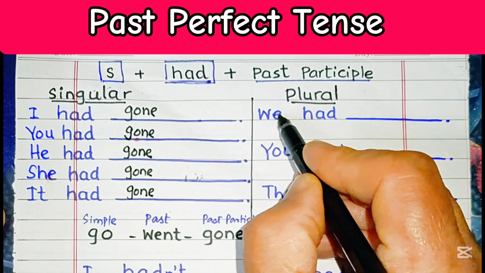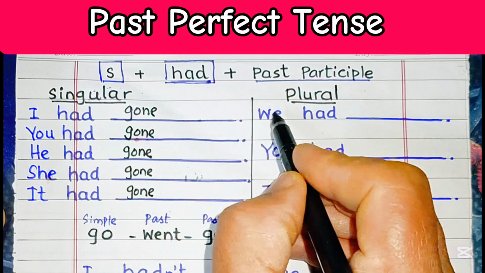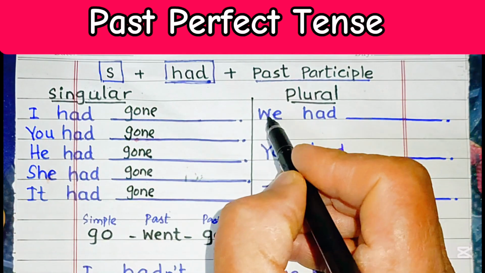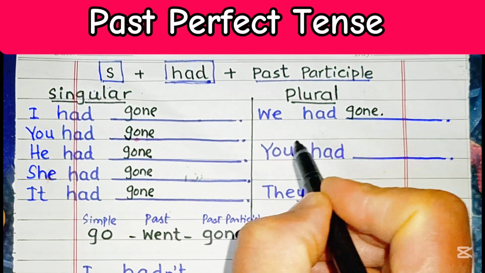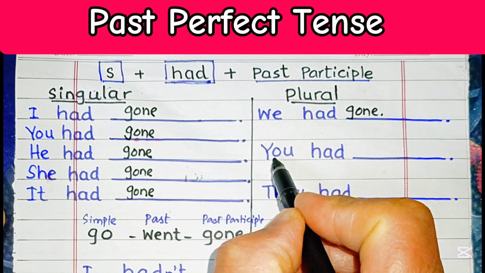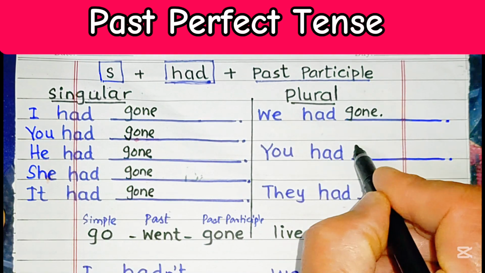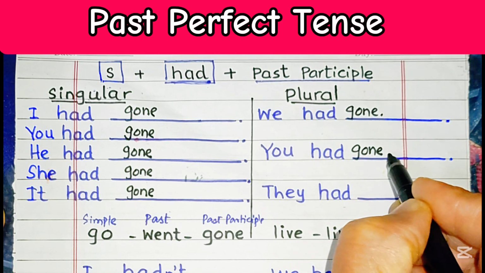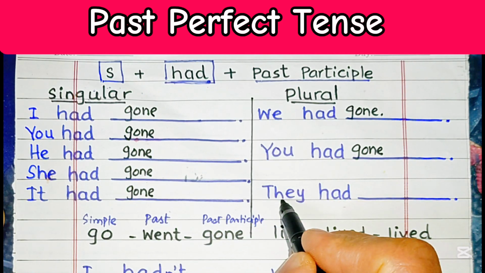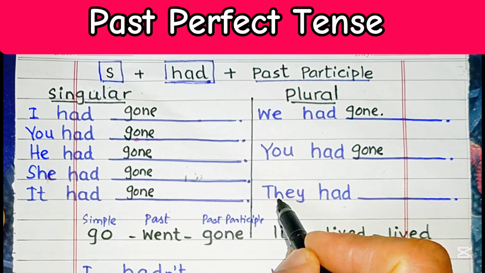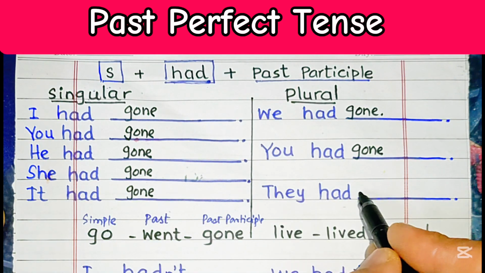And for the plural pronouns, we, which is a combination of both I and you, so the plural form of both I and you is we. We had gone. You is the plural form of singular you. You had gone. You remains the same both for singular and plural. They, which is a plural pronoun used in place of he, she or it: they had gone.